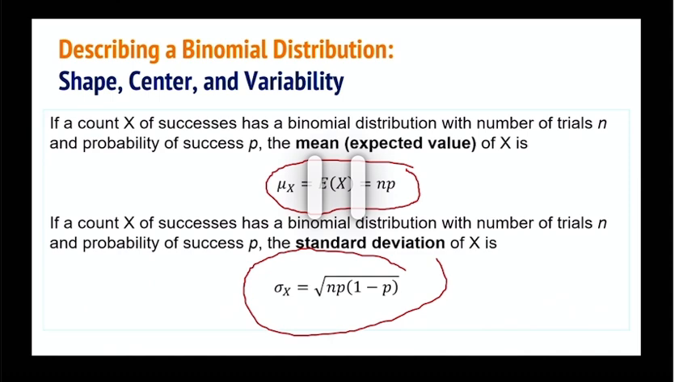Now, when you talk about any distribution, we normally want a measure of shape, a measure of center, and a measure of variability. What do I mean by shape? Is it skewed or normally distributed? Of course, the binomial distribution is not normally distributed, so that is what I mean by the shape. Then I want to talk about the center. The center here is the mean, the expected value of S, the average. So the center for binomial is np.